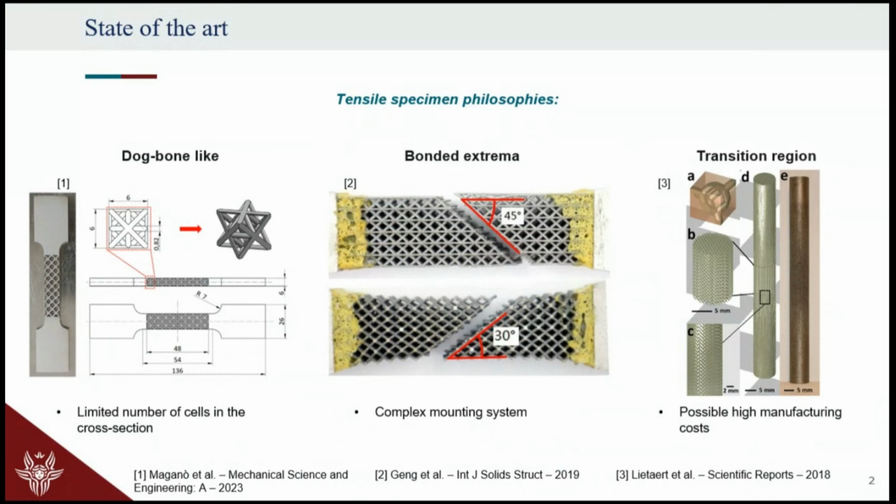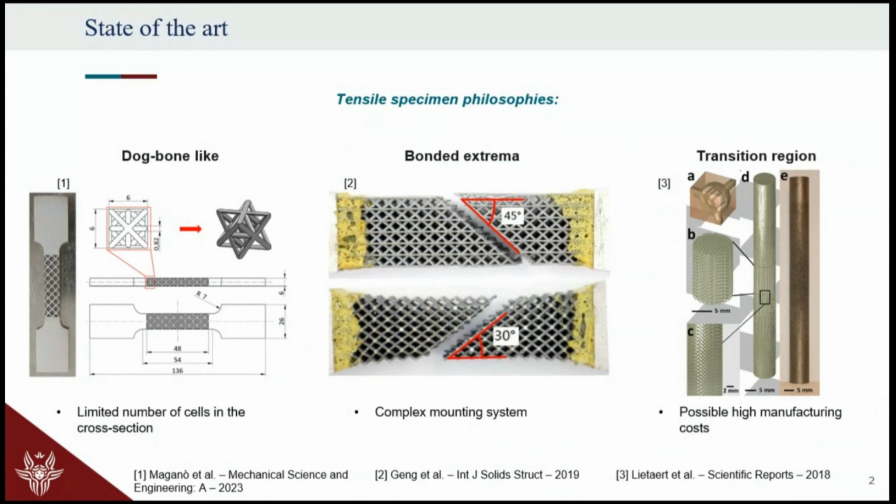So we need to increase the number of cells along the cross-section, and there are two other ways in which you can do that. The first one is extremely smart, in my opinion, because you take your component, as you would for a compressive test, and you bond it at the extrema. It has, of course, some problems, because bonding each and every component to your uniaxial testing machine is challenging from a practical point of view.